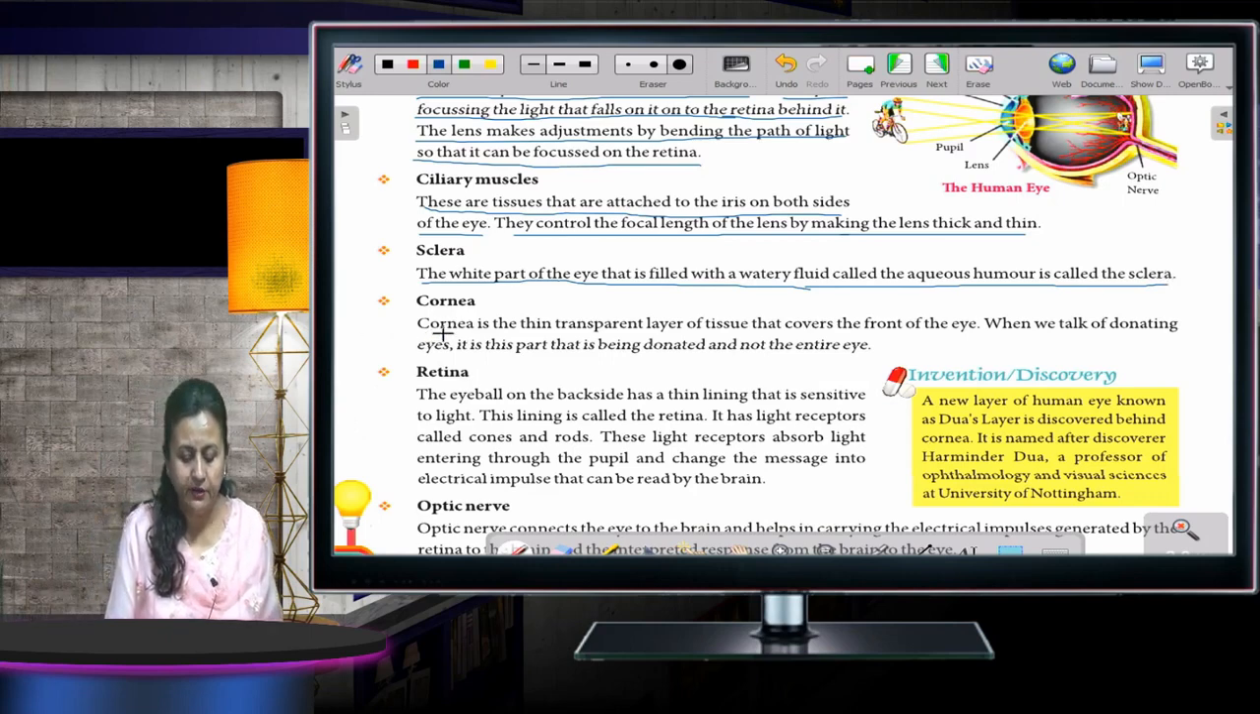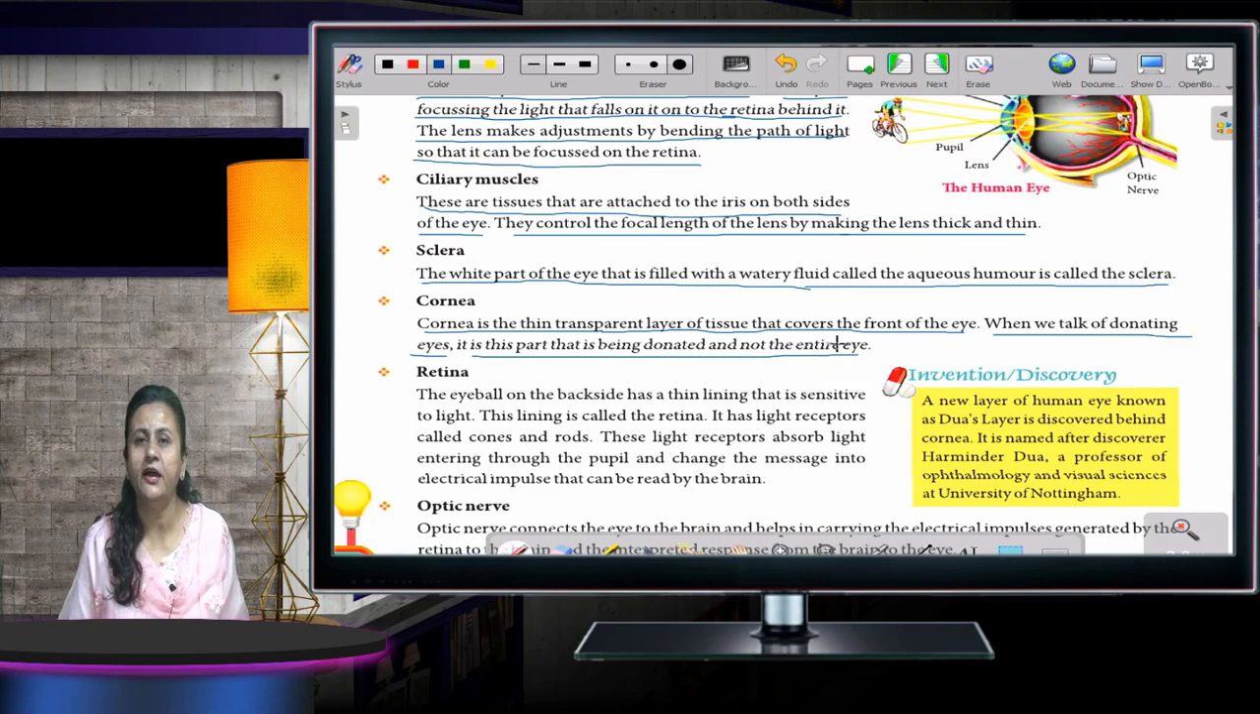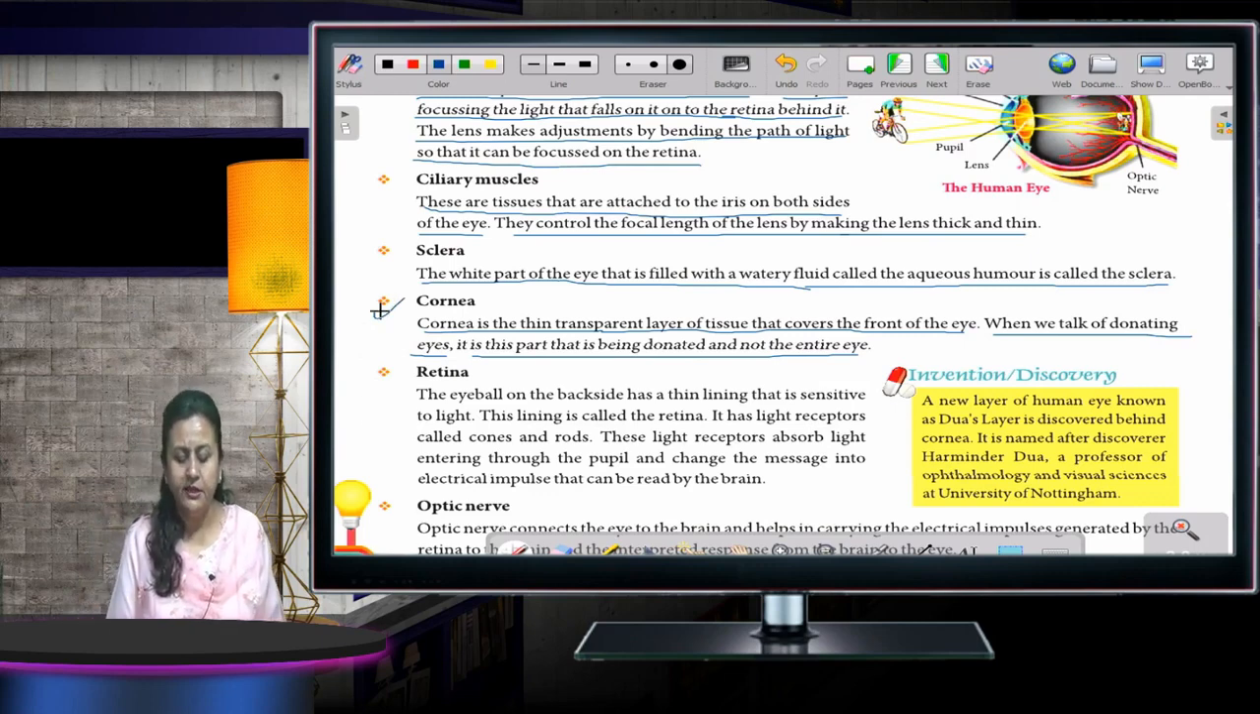Now cornea. Cornea is the thin transparent layer of tissue that covers the front of the eye. When we talk of donating eyes, it is the part that is being donated and not the entire eye. When you plan to donate your eyes, when you are no more in this world, what part is the doctor going to take out? It is only the cornea, not the entire eye. Fine, children? Then retina. The eyeball on the back side has a thin lining that is sensitive to light.